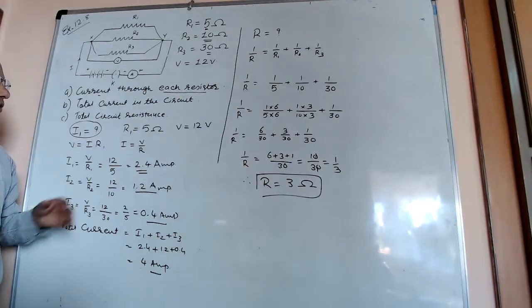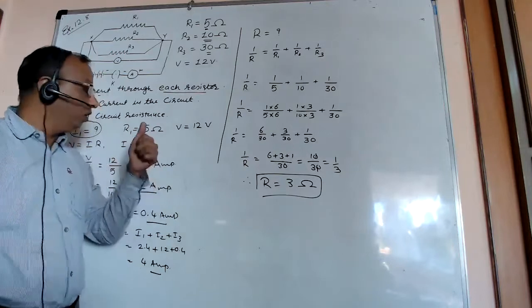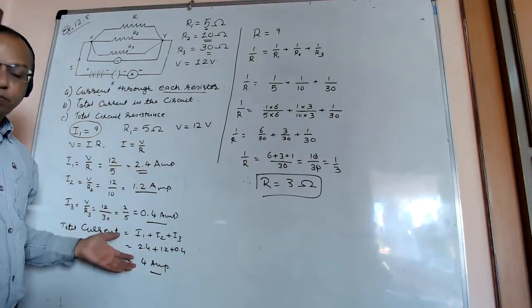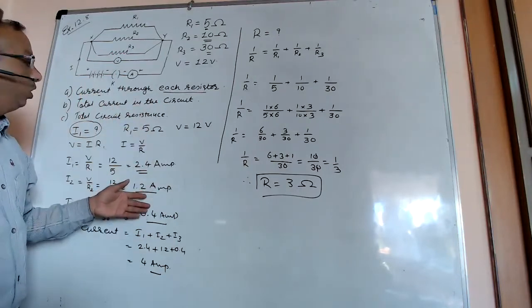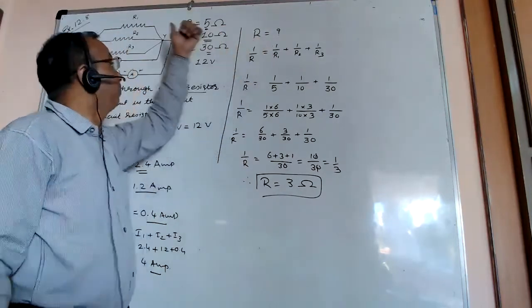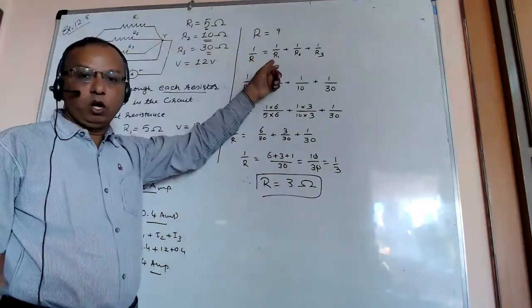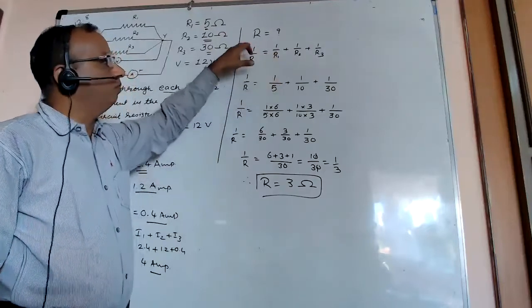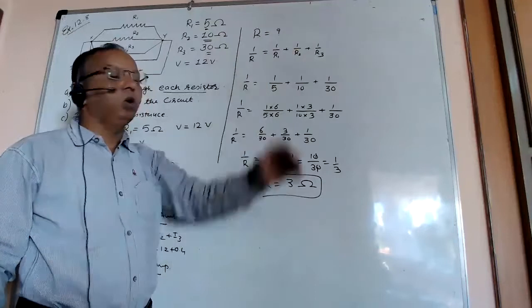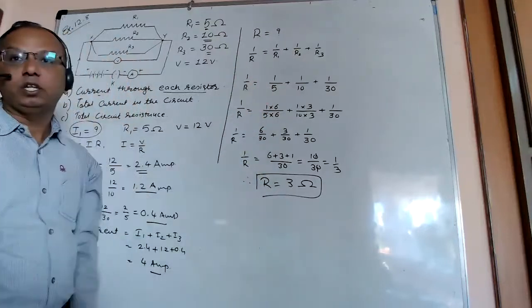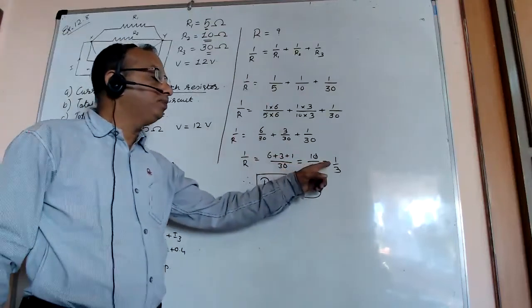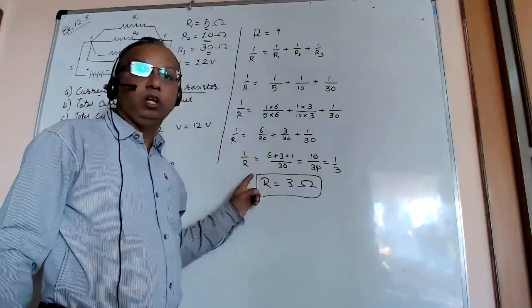So this is how we have to use only two formulas. One is Ohm's law, V is equal to IR. The total current can be found by just adding all the values of current in a parallel circuit. And finally, to find the resistance in parallel, we use the formula of parallel resistors, 1 upon R equals 1 upon R1 plus 1 upon R2 plus 1 upon R3, whatever numbers are there. Just take the LCM and you can get the answer. Don't forget to take the reciprocal here.